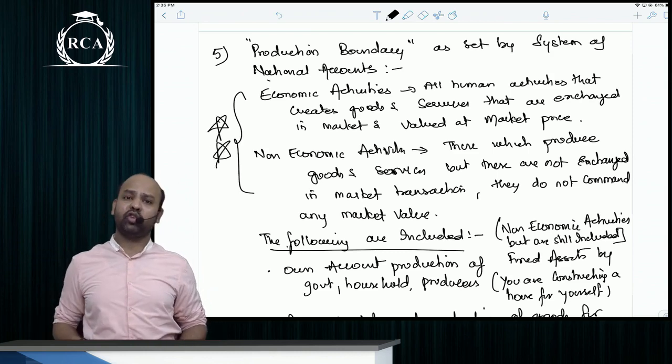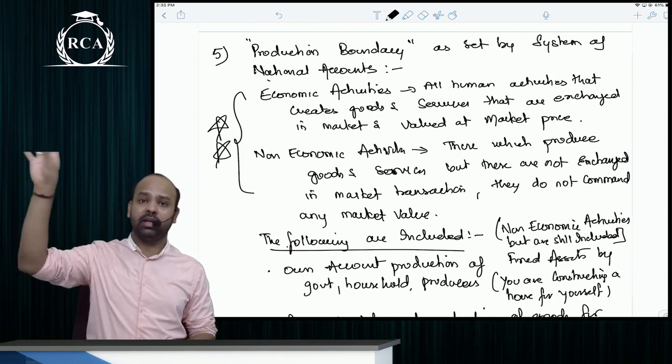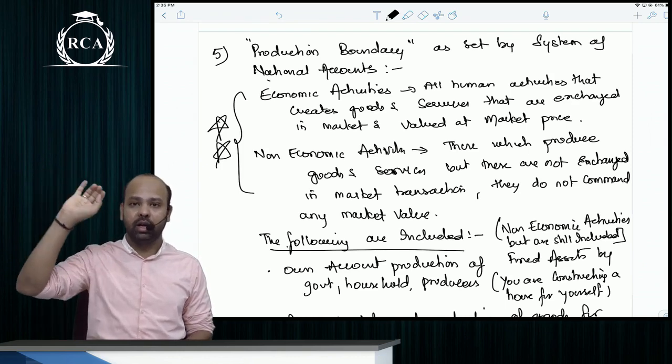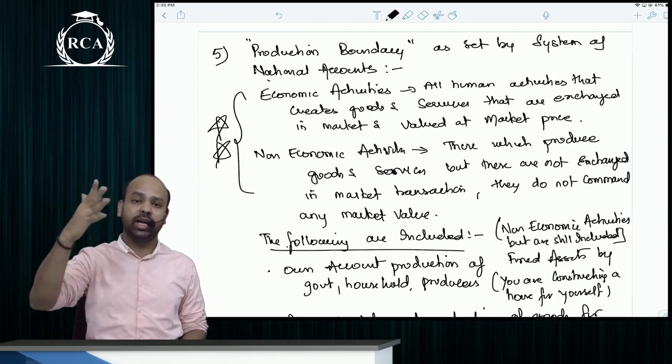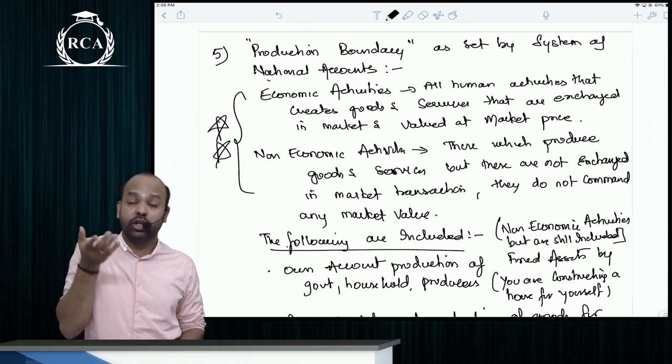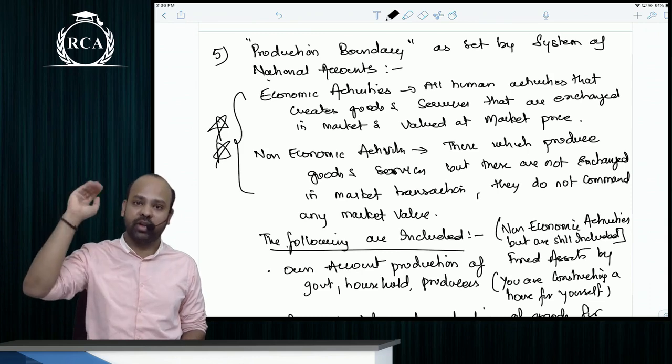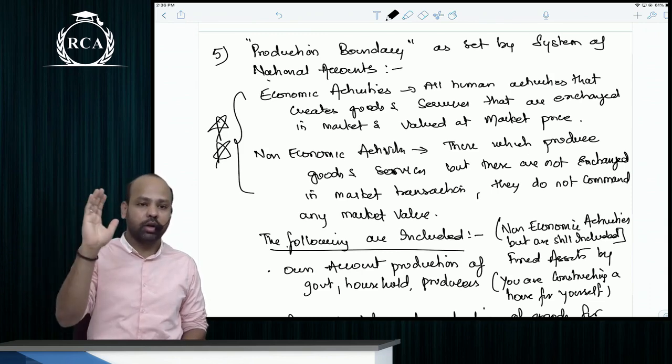Why do they mention human activities? In the ocean there are fishes breeding, in the forest wild trees are growing. All of that is not considered an economic activity. Those are not human activities; they arise out of nature's process. Rainfall is happening, water is coming, not included.